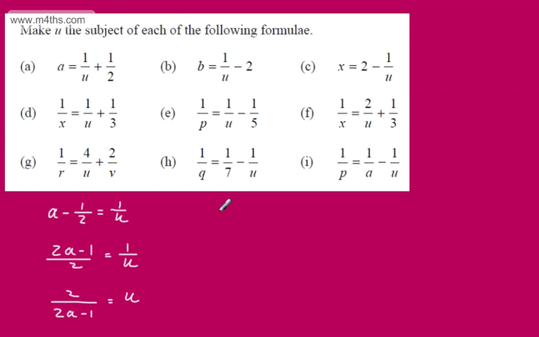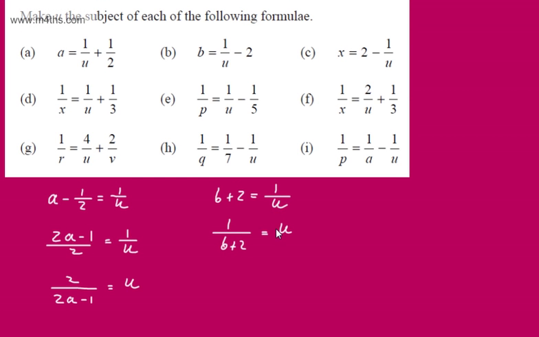So let's look at this one. We're going to add 2 to both sides. So b plus 2 is equal to 1 over u. So we could now write that 1 over b plus 2 is equal to u. Just consider that's 1 in the denominator. Alternatively, you can think I'm multiplying both sides by the u and dividing both sides by the b plus 2.